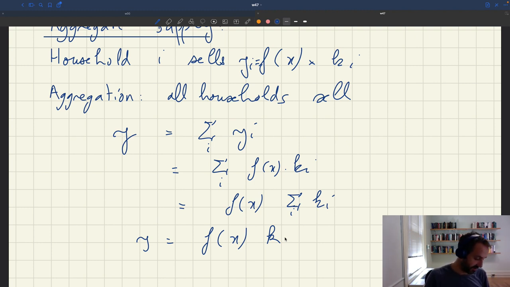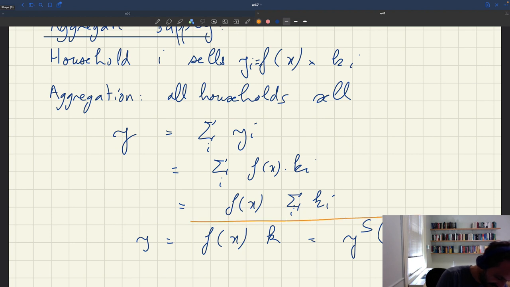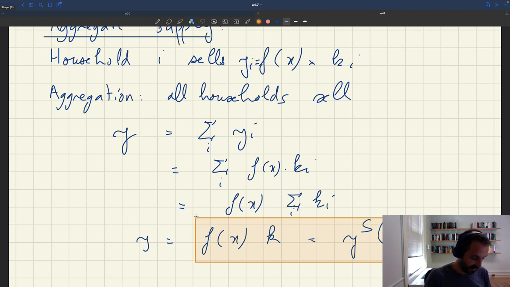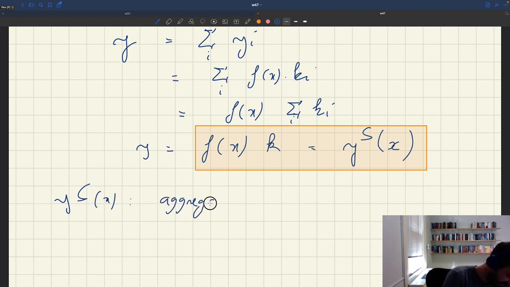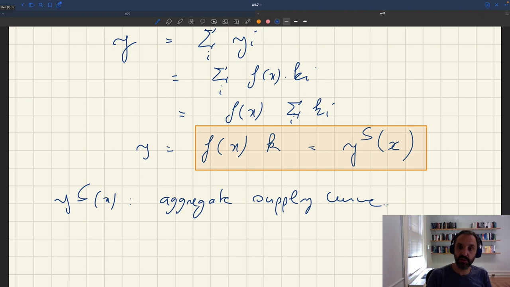And this relationship between output and tightness, that's what we'll call the aggregate supply, y = f(x)k. And so we can flag that. So here we define this relationship as y = f(x)k. This is the aggregate supply. So the aggregate supply curve here links tightness to the amount of services that are going to be sold.